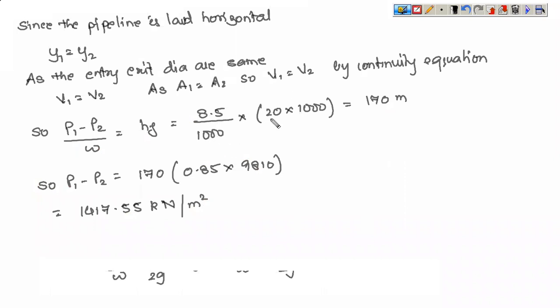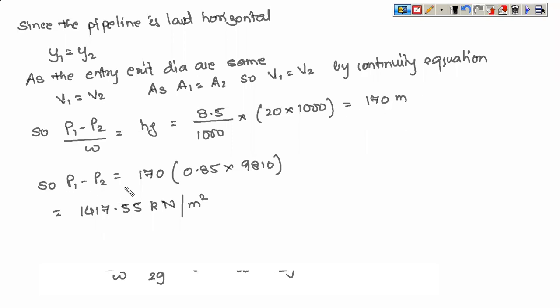So what is the loss in 20 kilometers? So this is 20 into again 1000. So you have 170 meters. This is the loss of head. Loss of head question में given है कि 8.5 meters का होता है 1000 मीटर पे. तो 20 किलोमीटर पे कितना होगा? 20 into 1000. So this is 170 meters.